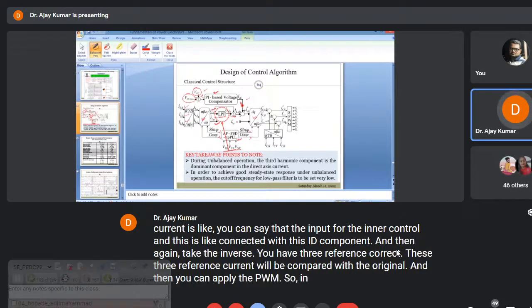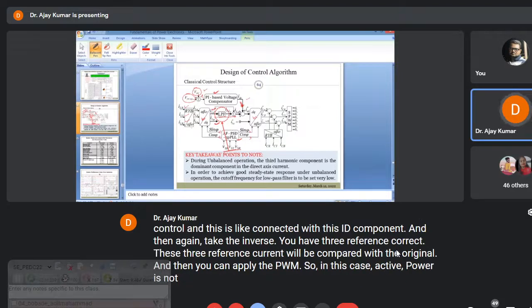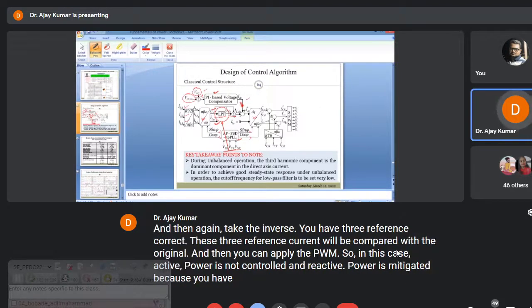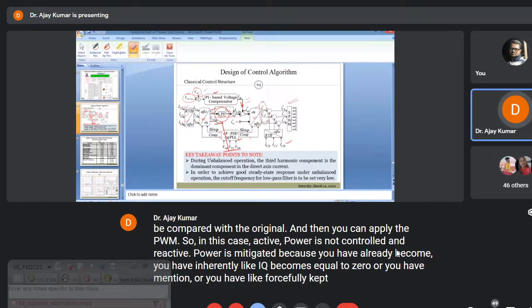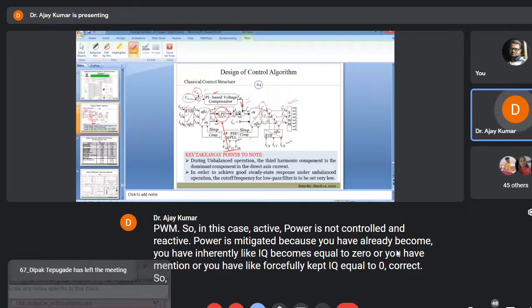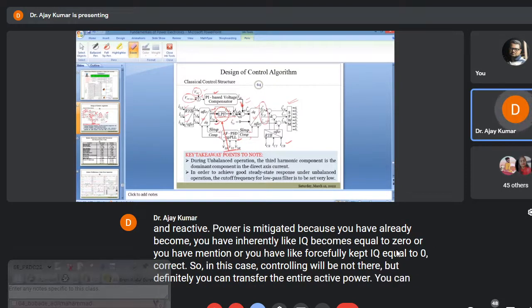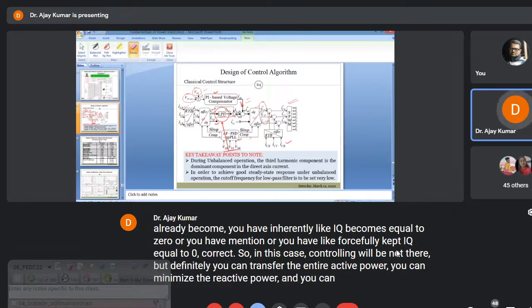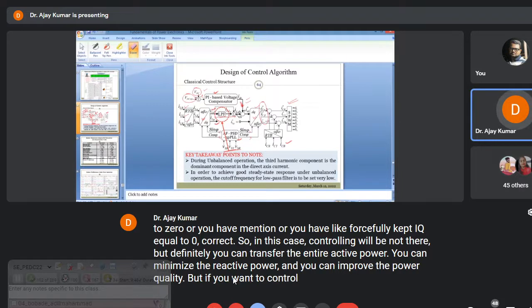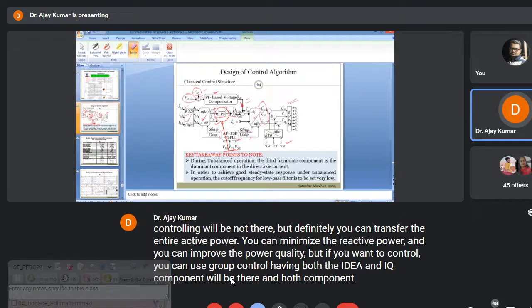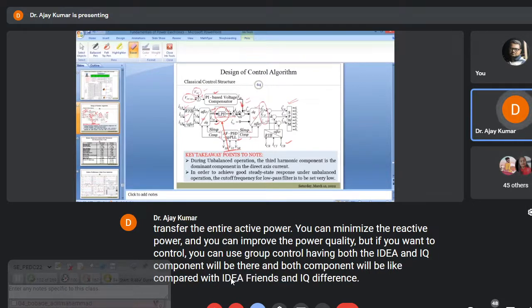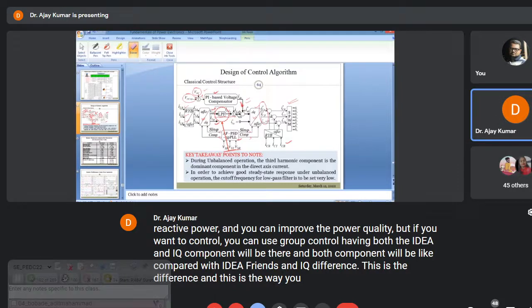So in this case, active power is not controlled and reactive power is mitigated, because you have forcefully kept IQ equal to 0. Correct? So in this case, controlling will not be there, but definitely you can transfer the entire active power, you can minimize the reactive power, and you can improve the power quality. But if you want to control, you can use droop control, where both the ID and IQ components will be there, and both components will be compared with ID reference and IQ reference. This is the difference, and this is the way you can control, right, sir?